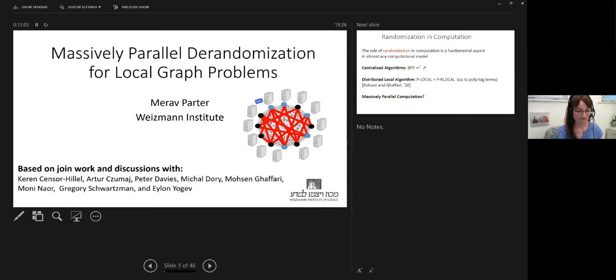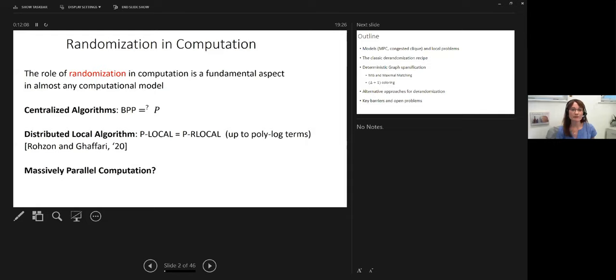So randomization is an important resource in computation, and as such, the question whether randomization is actually necessary is a question that we ask a lot in many computational settings. In the centralized setting, there is the famous BPP equals P conjecture, where BPP is the class of all decision problems that can be solved in polynomial time with good probability using randomization, and P is the class of all decision problems that can be solved without randomization. So this is still a conjecture, but in the area of distributed local algorithms, we also had analogous complexity classes, P-LOCAL and P-RLOCAL, where here P is the polynomial equivalent in distributed.